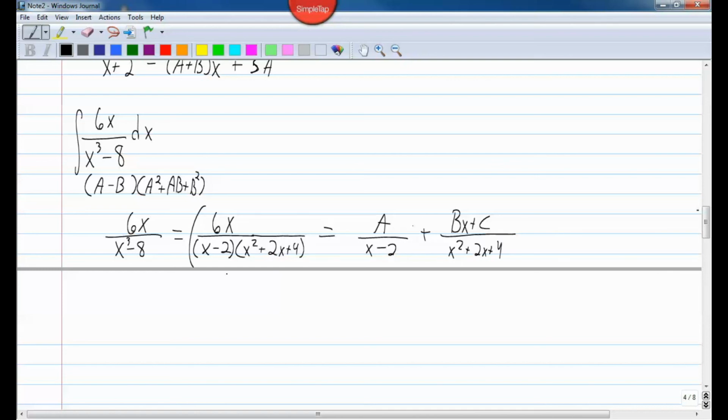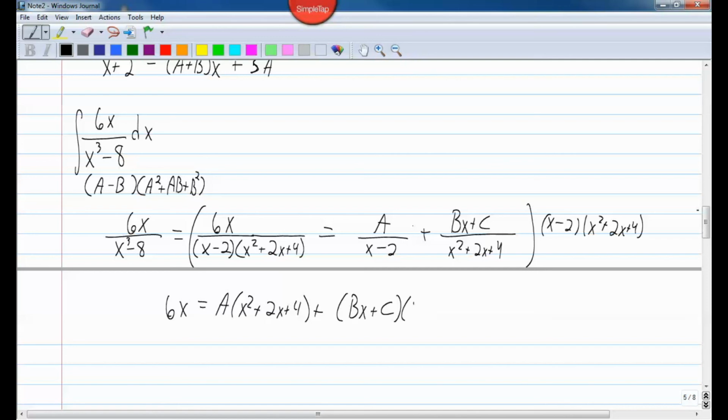Now multiply this through by the common denominator, x minus 2 times x squared plus 2x plus 4. That's going to leave me with 6x equals a times x squared plus 2x plus 4, plus bx plus c times x minus 2. Okay, so that's going to equal ax squared plus 2ax plus 4a. And now you need to fold that out. It's going to be plus bx squared minus 2bx plus cx minus 2c.